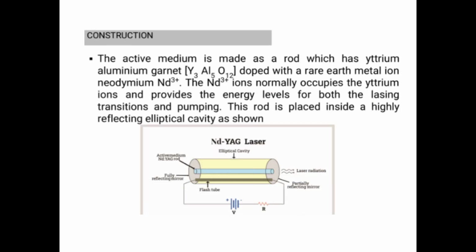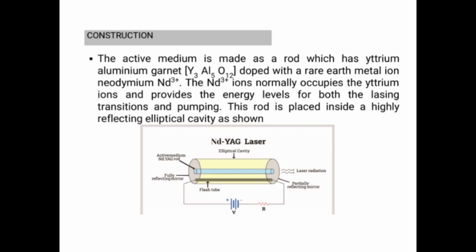Now come to the construction. The active medium is made as a rod which has yttrium aluminium garnet, that is Y3Al5O12, doped with a rare earth metal ion, that is neodymium Nd3+. The neodymium ion normally occupies the yttrium site and provides the energy levels for both the lasing transition and pumping. This rod is placed inside a highly reflecting elliptical cavity.